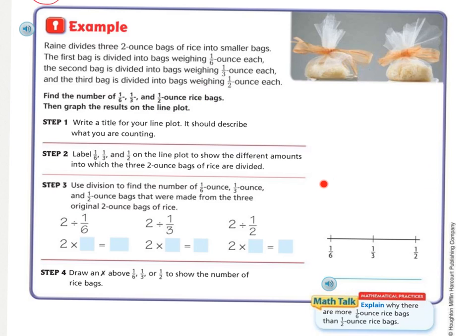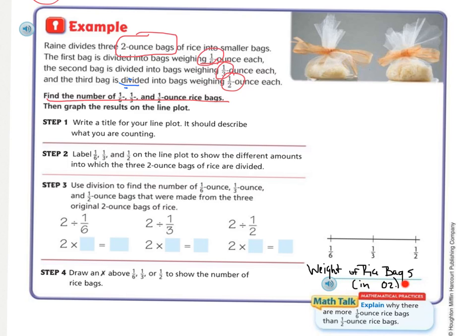So right here is where your end work is going to be. So we need to have a title for the line plot, and it's going to need to describe what we're talking about. Take a moment, underline what you're being asked to find, and that will help give you your title, and then circle the important information. Okay, so I underlined find the number of 1/6, 1/3, and 1/2 ounce rice bags. So we're talking about the weight. That's what an ounce is. So your title right here should say the weight of rice bags.